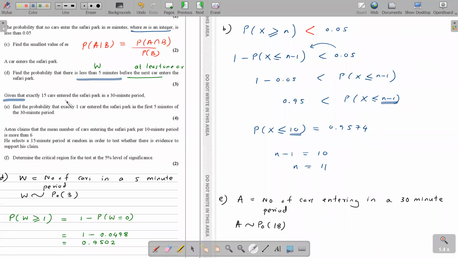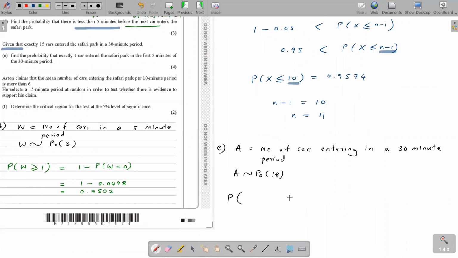Given that exactly 15 cars enter the safari park in a 30-minute period. When you're doing a "given that," remember the given part comes after the slash. So after the slash, what should I write? In a 30-minute period means my variable is A. How much is A? Given that exactly 15 cars enter the safari park in a 30-minute period, do you agree A equals 15? Because A is the number of cars entering in a 30-minute period. Then they're asking you to find the probability. Finding the probability is what we write at the front, isn't it?